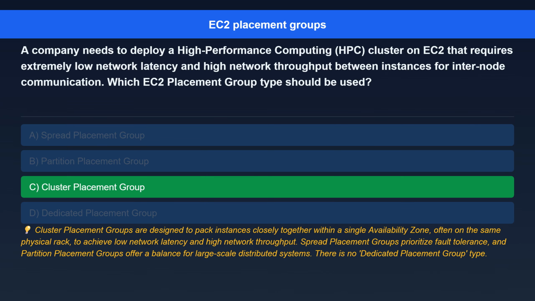The correct answer is cluster placement group. Here's the explanation. Cluster placement groups are designed to pack instances closely together within a single availability zone, often on the same physical rack, to achieve low network latency and high network throughput. Spread placement groups prioritize fault tolerance, and partition placement groups offer a balance for large-scale distributed systems. There is no dedicated placement group type.